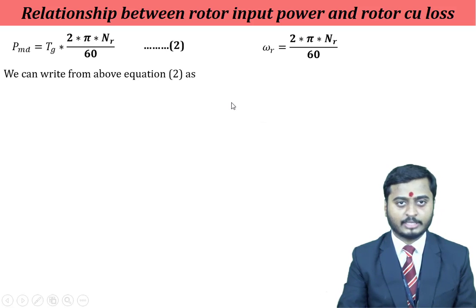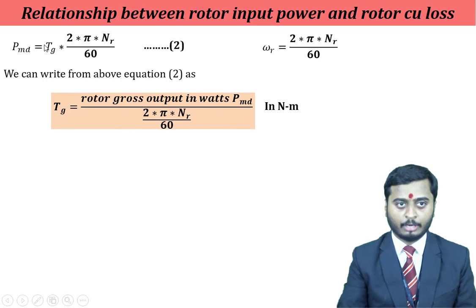Now from this equation number 2 we can write an expression for the gross torque, which will be equal to PMD, the rotor gross output in watts, divided by omega r, which is equal to 2 pi nr upon 60. As it is a torque, we can write it in Newton meter.